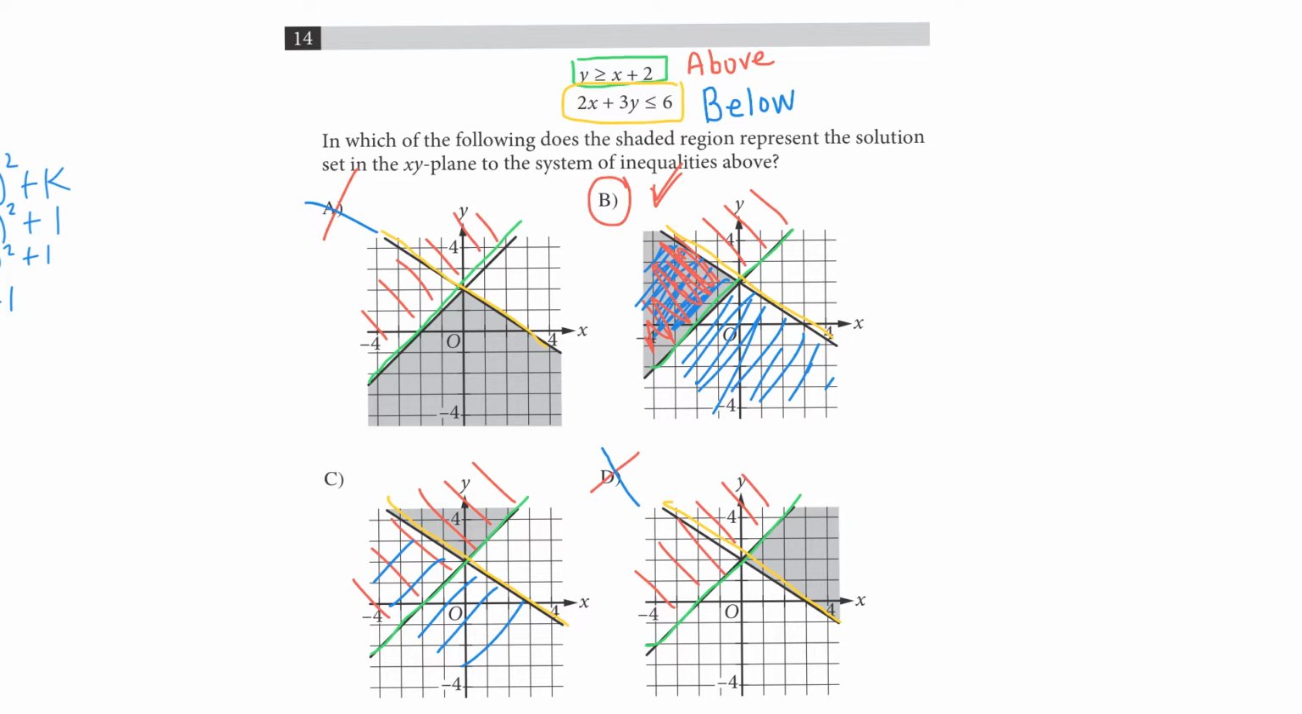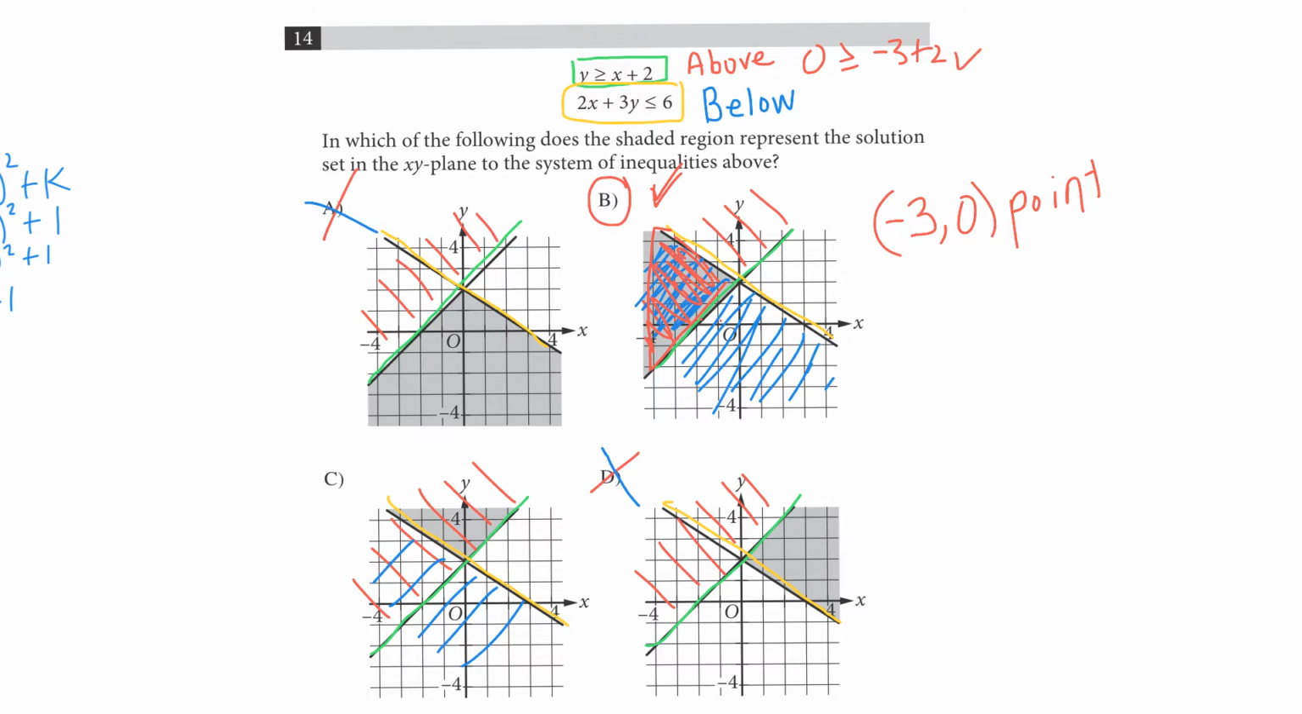There's a way that you could check. You could pick a point in this region. Let's say negative 3, 0 falls in that region. So you could try this point and see if it satisfies both inequalities. So when y is 0, that would have to be greater than or equal to negative 3 plus 2, because x is negative 3, and that checks out in the first one.